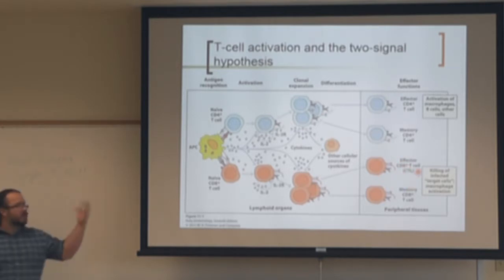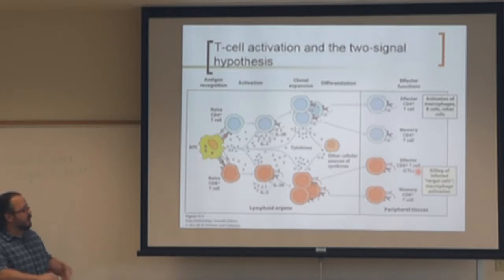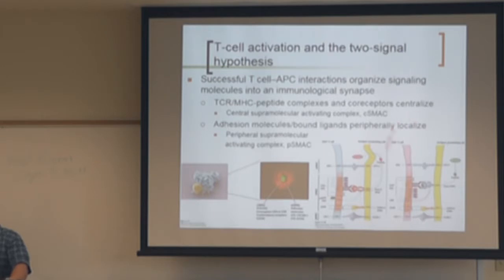They'll go and populate, because you want certain cells to go out and help or kill cells that are infected, but you also want cells to populate the periphery that have memory, that are going to hang out and keep an eye out in case we ever see this pathogen again, so we can mount a quick response. So we have memory cells also induced.